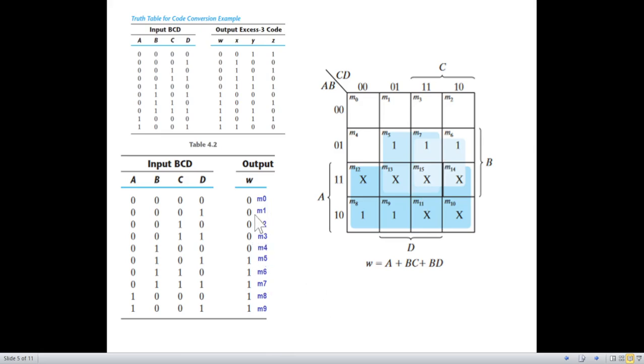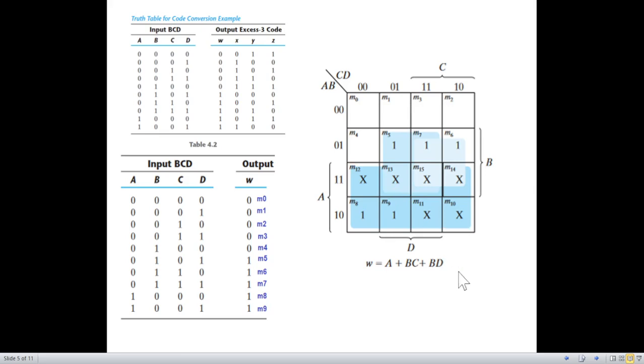Now, just ignore the zeros and see where there is 1. So M5 is 1, and in this table you can see M5 is 1. Then M6 is 1, M7 is 1, 8 is also 1, 9 is also 1. So these are the 5 values. We also know that since we don't have the numbers 10 to 15, they are marked as don't care conditions. So you can use them as a 1 or as a 0 to simplify. So this is our K-map, and now you can simplify.